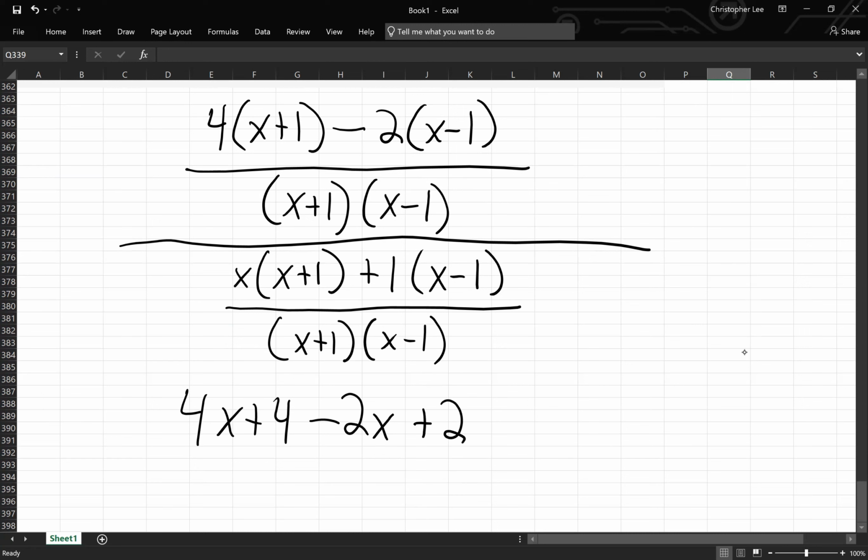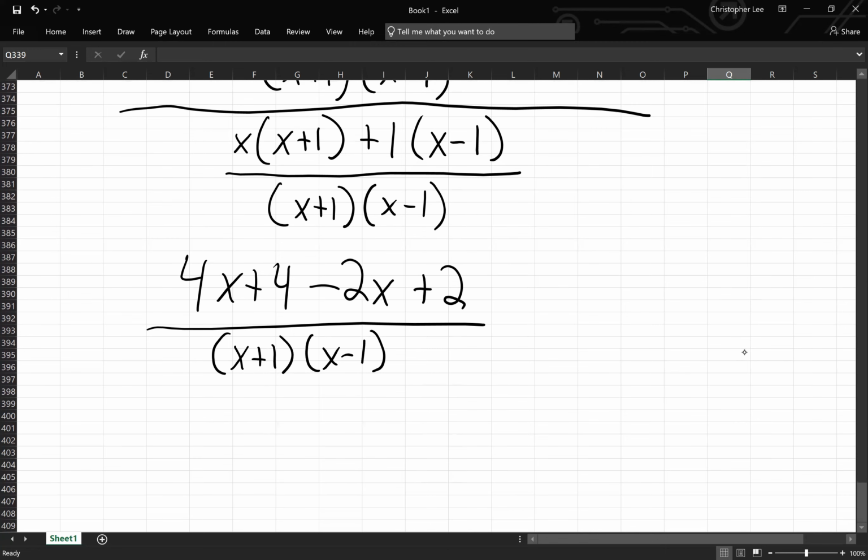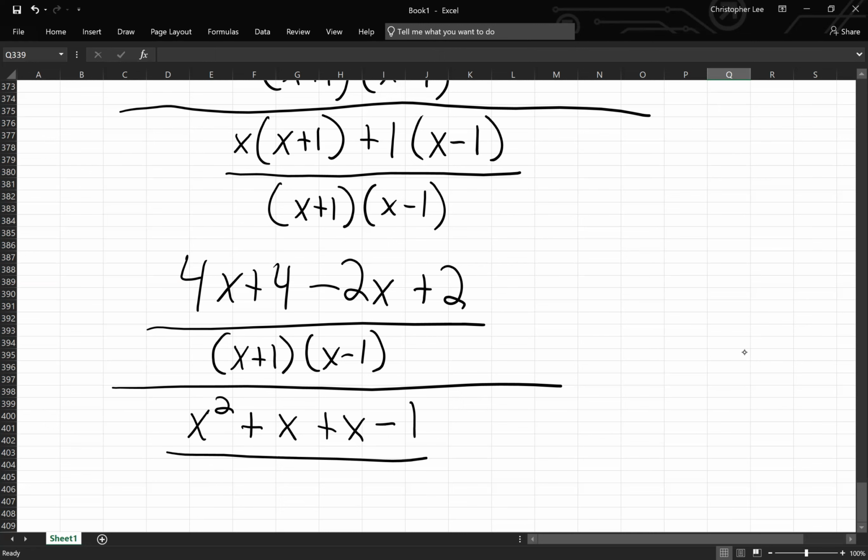Plus 2, very good. Over the x minus 1. And what about the bottom? What we got? X squared plus 1x, very good. All over the x plus 1, x minus 1.